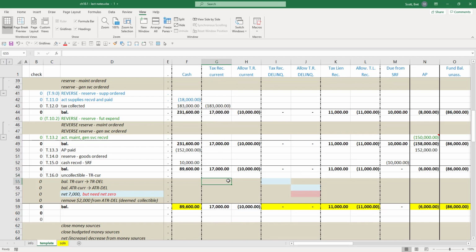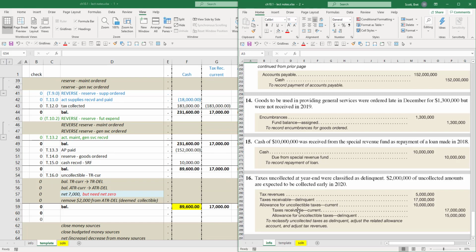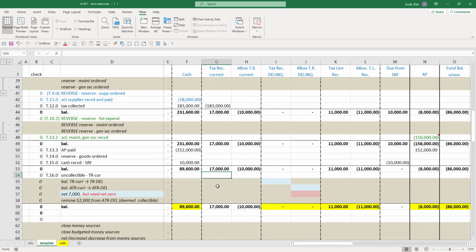Okay. Now I'm going to sort of do what we saw before, but I'm going to put it in the brown area, just so that way it's going to be clear about what are the moving pieces here. So we're going to get rid of the 17 million tax receivable current, and so there's the credit, tax receivable current, 17 million. Rather than put that in right away, let me just make a little note about that. I'm going to get rid of this, and I'm going to transfer it over into the delinquent column. So it went from one side to the other.